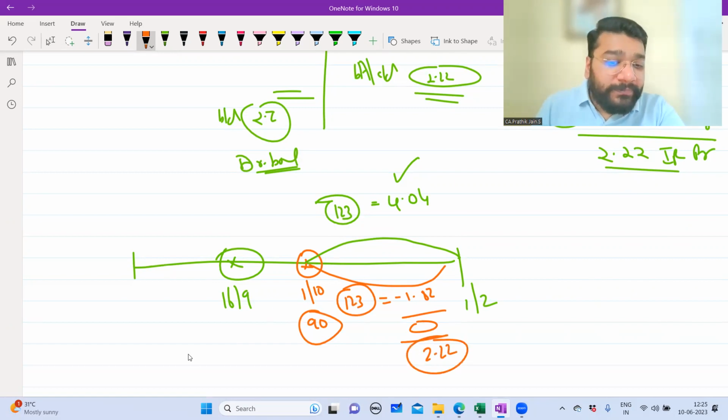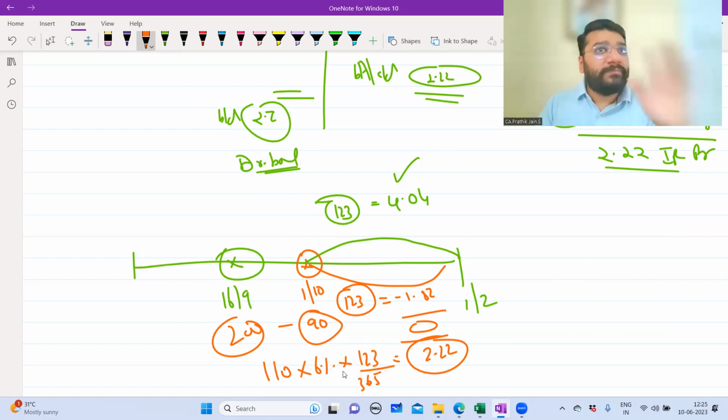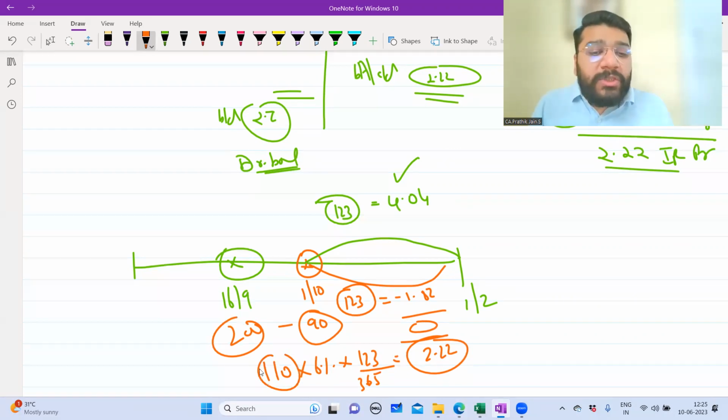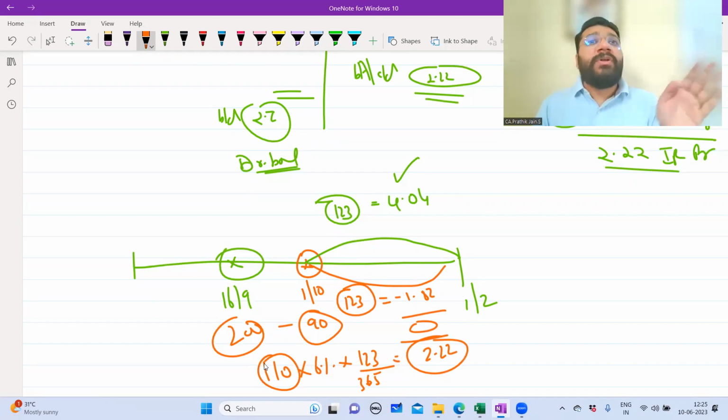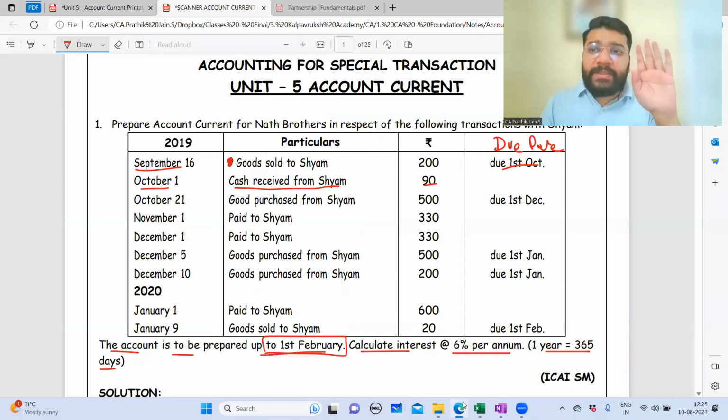How much amount? 200 minus 90 is how much? 110 into 6% into 123 divided by 365. How much? Same amount. So this 2.22 is nothing but this: out of 200 rupees, 90 is paid on time and this 110 is still not paid. So the balance in that ledger is nothing but the interest element on the 110 rupees. Tell me, people, convinced or not convinced?